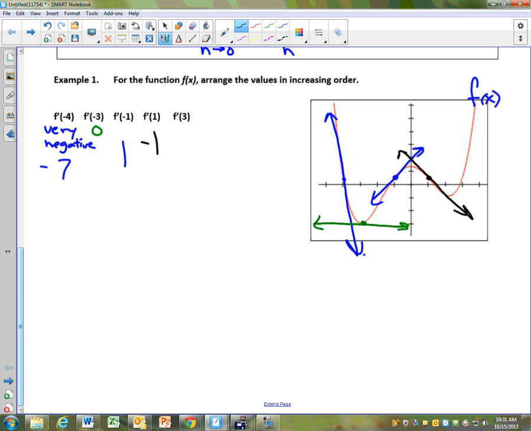F prime of 3. If you plug in 3 to the function, you get a positive or negative value? Positive. It's very positive. Give me a number that you think would be a good estimation. Sure, 7 or 6 or something like that. Great. Very positive.